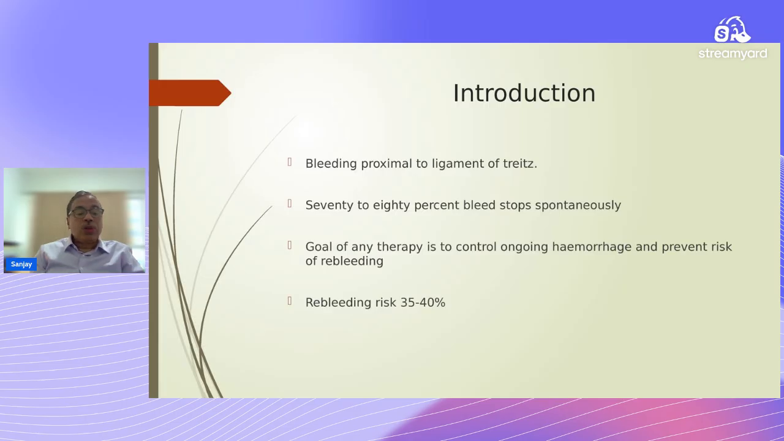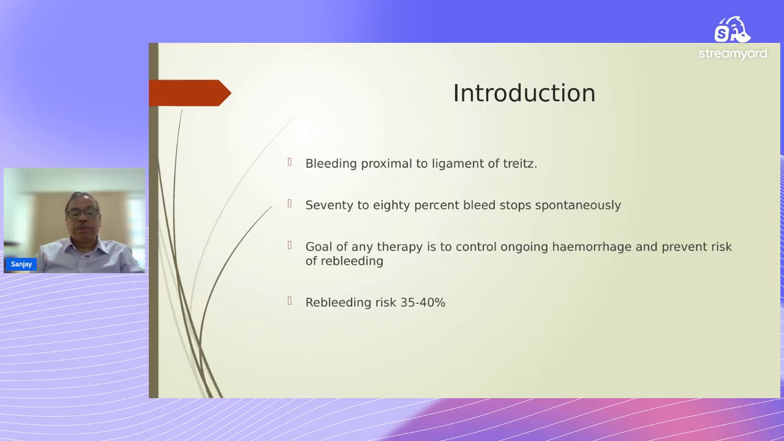However, about 15 to 20% of cases would still require some sort of intervention. The goal of any therapy, be it endoscopic management, interventional radiological management or surgical management, is to control ongoing hemorrhage. That takes priority. Also, as we will see later on, the risk of rebleeding is always there. So the aim is to control the hemorrhage and also to take measures to prevent rebleeding in the future.